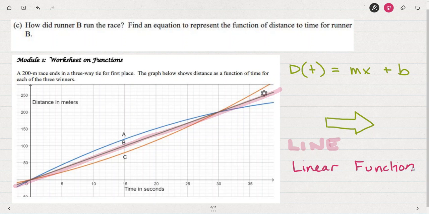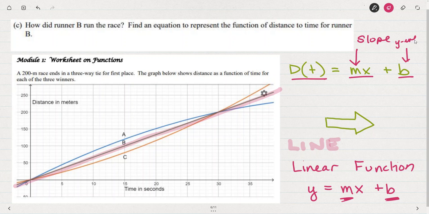You may recall the equation format: y equals mx plus b, slope-intercept form, where m is the slope, b is the y-intercept. We could write this function B as a line. The distance with respect to time, so that's d of t, equals mx plus b, where m is the slope. That's how much we're increasing or decreasing, plus b, where b is the y-intercept.